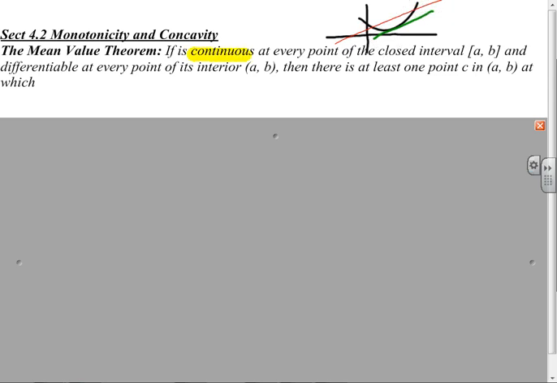If I have a continuous function, Grant, in the closed interval, are you going to come up and do this? Okay, then you better pay attention, right?